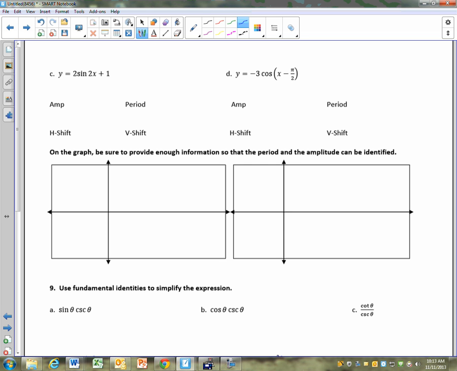What's the amplitude of that? 2. What's the period? Pi. Horizontal shift. Vertical shift.